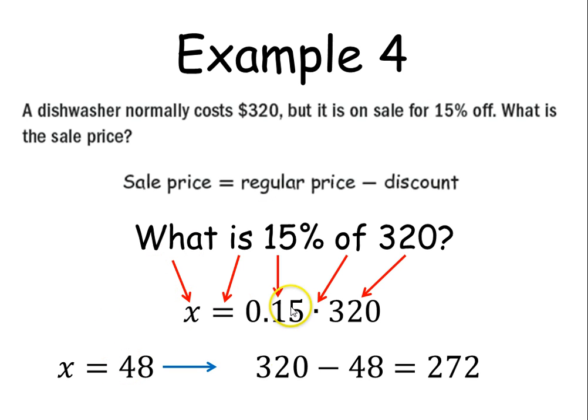subtract that from 320. So we take our normal cost, the regular price, minus the amount of the discount. The discount was 15%. We had to convert that to a dollar value, and that's what we got 48 from. And 320 minus 48 is $272. So if the dishwasher's on sale, regularly $320, and you get 15% off, you will end up paying $272 for that dishwasher.